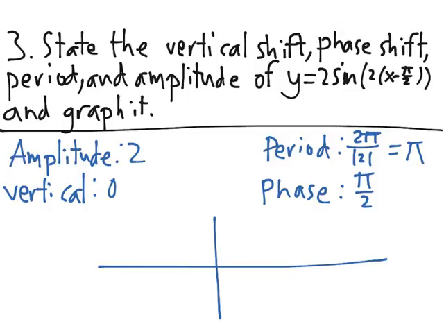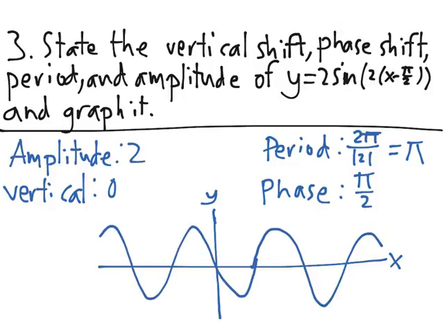So the function will look just like sine, except it'll go twice as high and twice as low. The period will be half of what it was before, and it'll be shifted by pi over 2 to the right. So we get something like this. And in the other direction, like this. The height of this will be 2, and it'll go down to minus 2. And the distance between here and here should be equal to the period, which is pi. So this should be minus pi over 2, and this should be pi over 2.